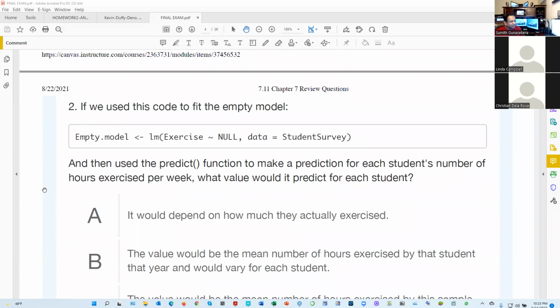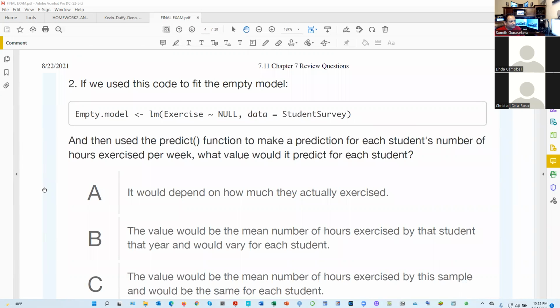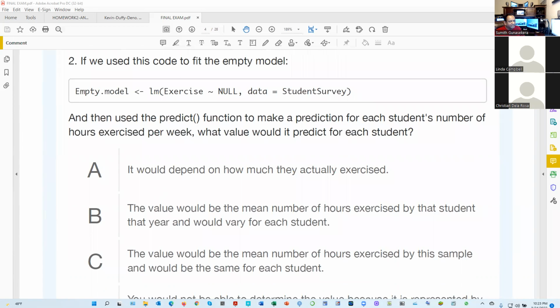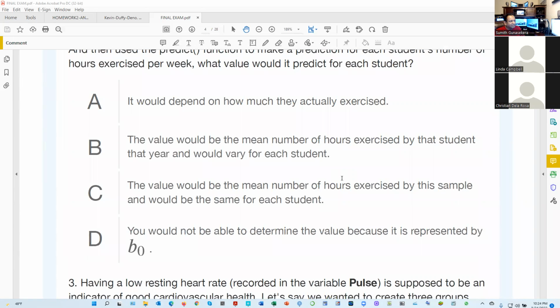Then what? If you use this code to fit the empty model and then use the predict, if you predict that one, what do you get? It would depend on how much they actually exercise. The value would be the mean. The value would be the mean number of hours exercised by the sample and would be the same for each student. You would not be able to determine this one. No, that would be C. Yeah, thank you. Yeah, C.